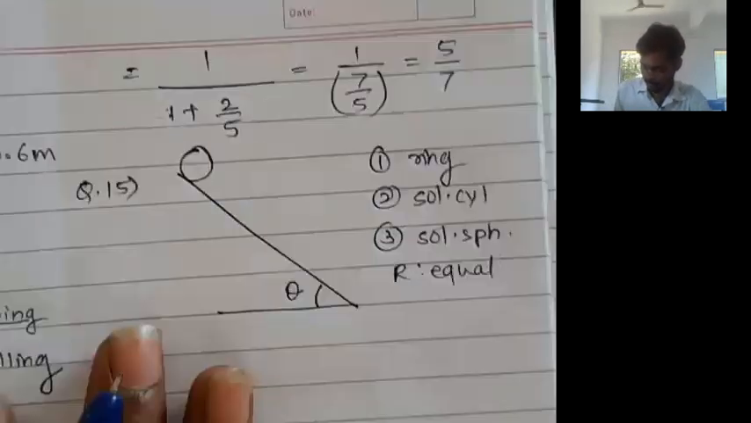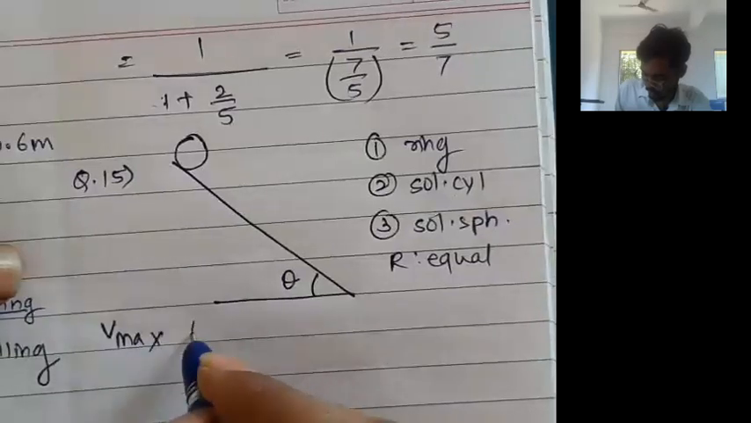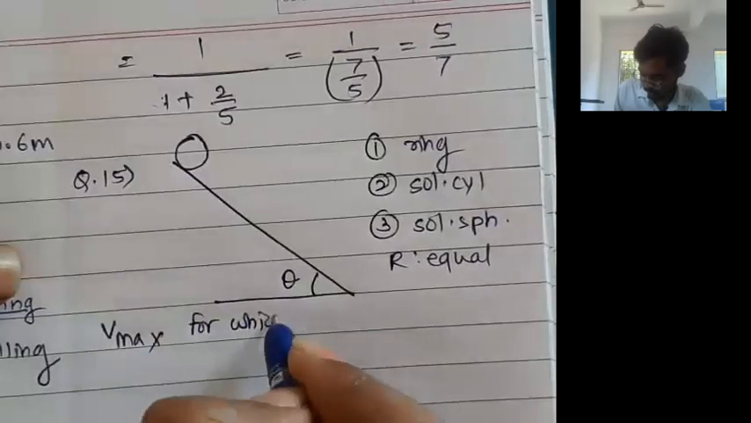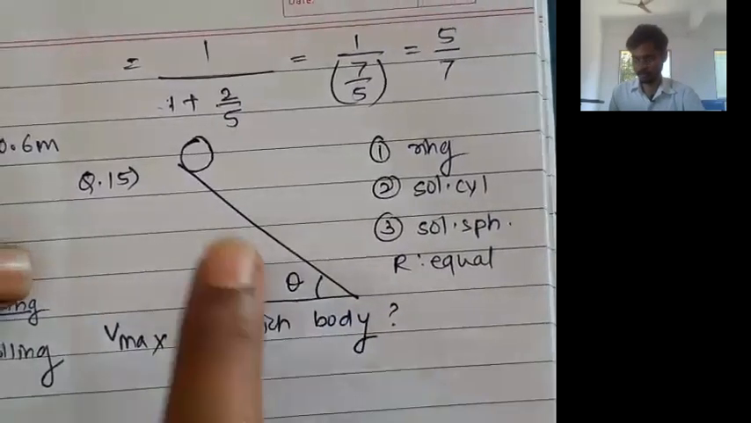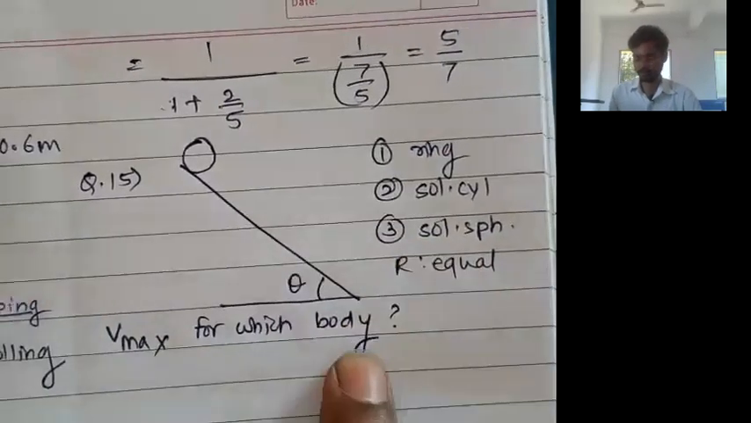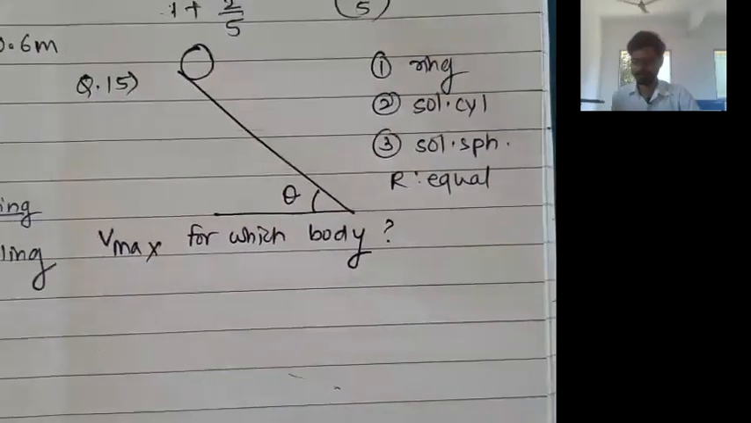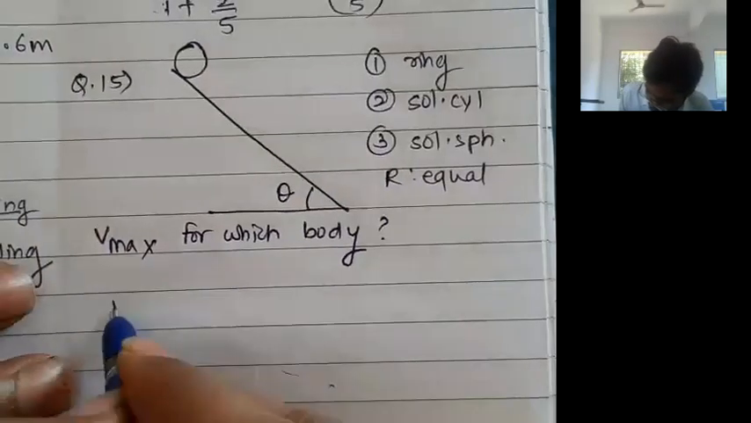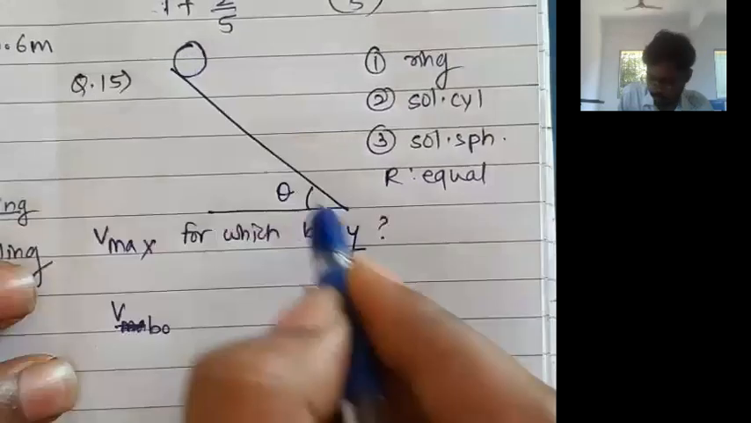Okay. So velocity maximum for which body? Okay, this is called modeling the question. This is what is given, this is what is asked, this is the diagram. So for which body will the velocity be maximum? Fine. Velocity at the bottom, or which body will reach the, what shall we write?